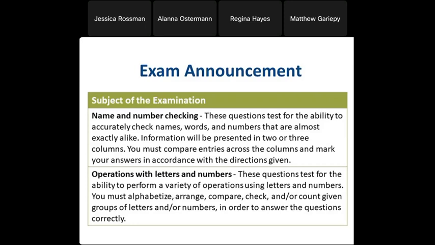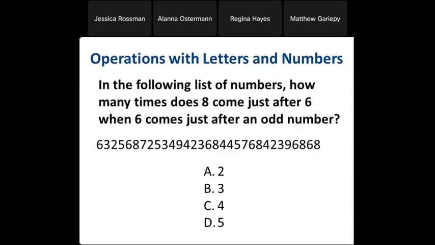Let's look at the question for the topic, operations with letters and numbers. As you can see, questions on this topic test for the ability to alphabetize, compare, check, and count groups of letters and/or numbers. Again, you may not be tested on this topic, but reviewing a sample question will still give you an idea of how test questions are worded and how to respond to them. So here's a sample question. In the following list of numbers, how many times does 8 come just after 6 when 6 comes just after an odd number? We'll give you a few moments to review the question.